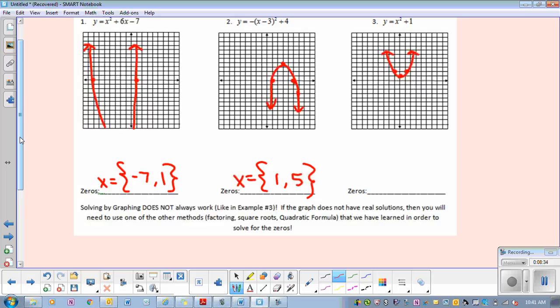So with this one, we have 2 imaginary solutions. So y equals x squared plus 1. We're looking for the x-intercepts. And another word for x-intercepts is zeros.